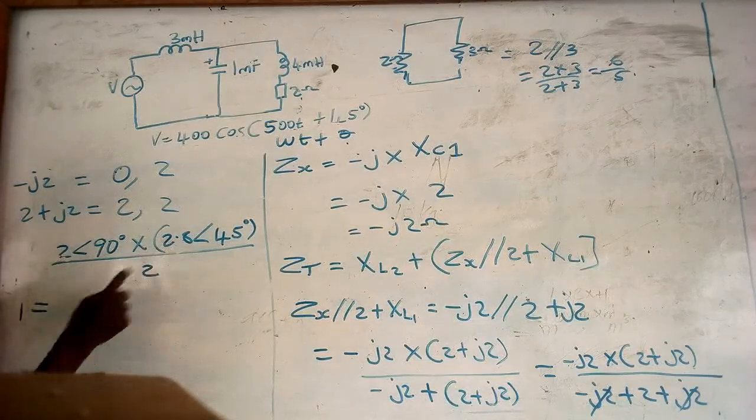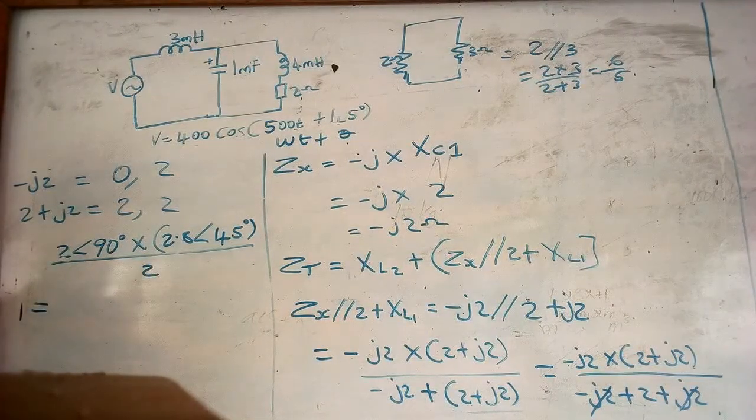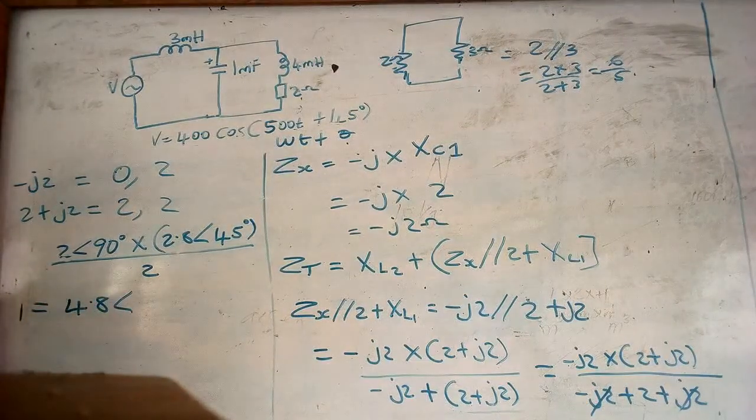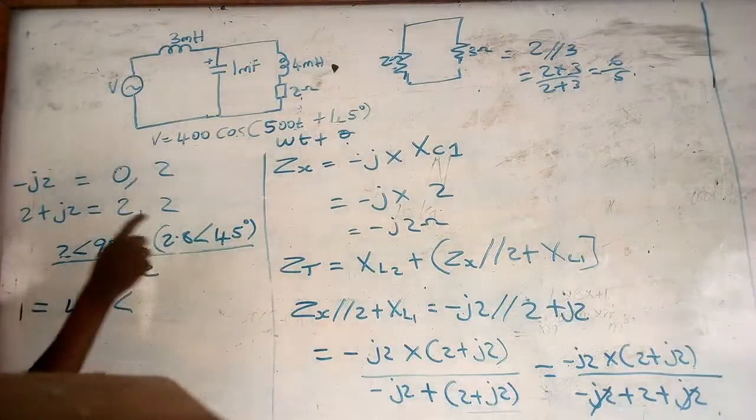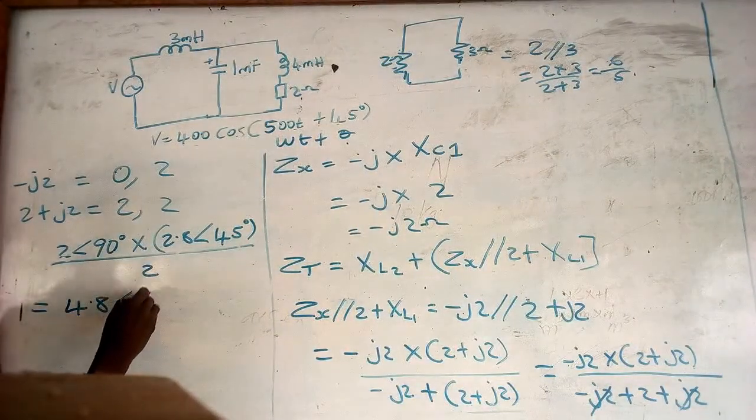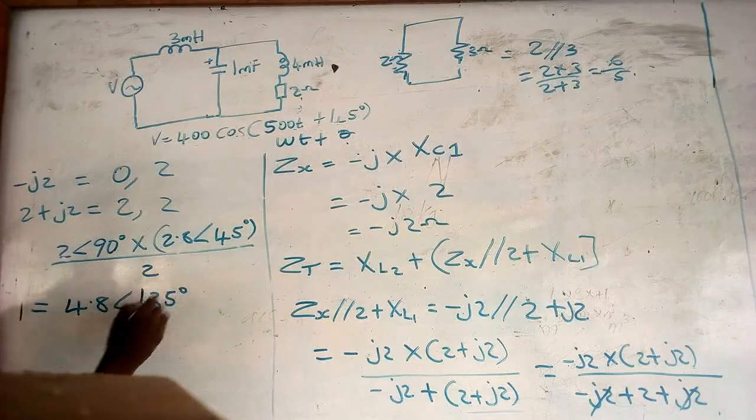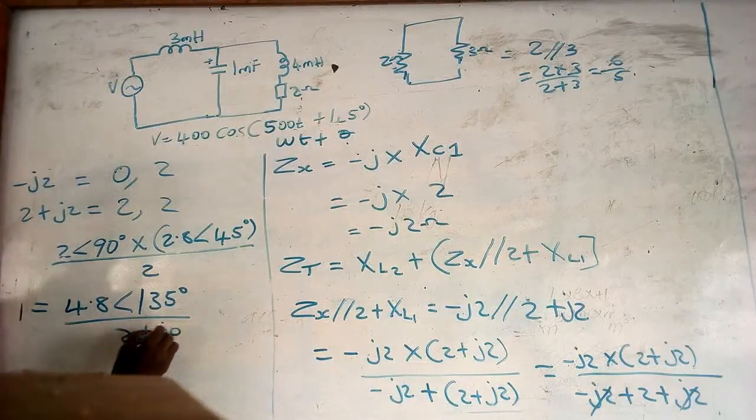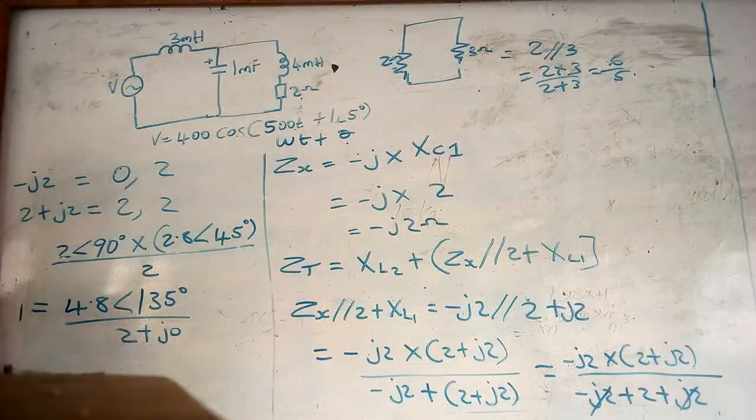No. Whether you add them together. 2 plus 2.8. That will give us what? That will give us 4.8. And this is 90 plus 45. Not 90 times 45. 90 plus 45. That will give us 135 degree over 2. You can go further and say 2 plus J0 if you wish, or just leave it as 2.